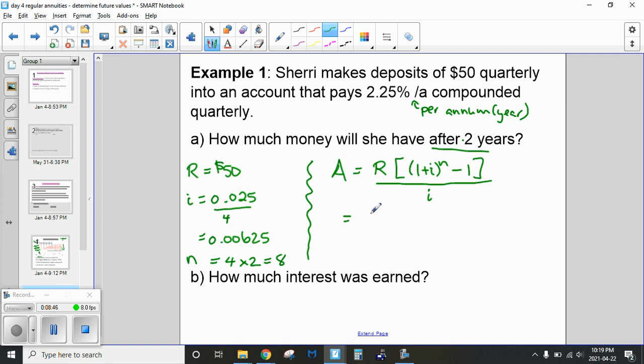So R is 50. 1 plus the interest rate becomes 1.00625. The exponent is 8. Whatever the answer to that power is, we're going to subtract 1 from it and then divide by the interest rate. So that looks pretty awful. You need to be a little bit careful with your calculator to make sure that comes out okay.